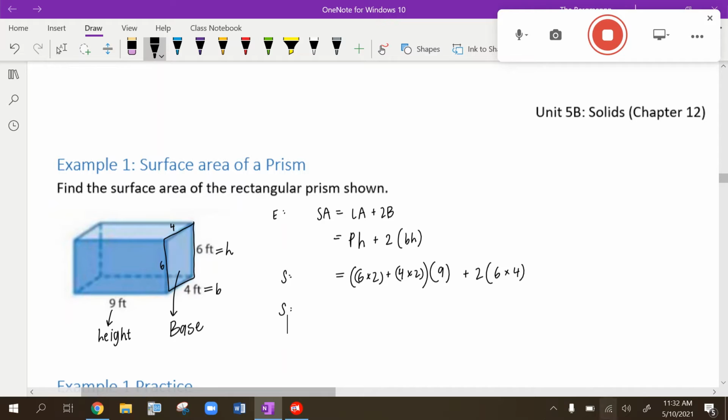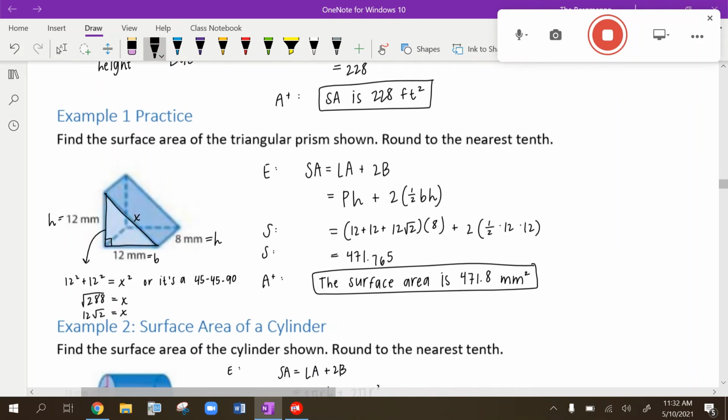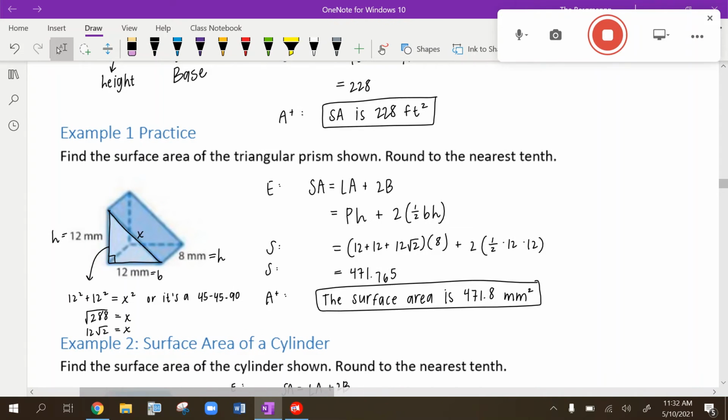Next we can simplify this. So we can simplify this down to 180 plus 48, which is 228. And to finalize our answer, we need to say surface area is 228 and use units feet squared. Alright, I want you to try the practice problem below. Here's the correct answer. This one had a base that was a right triangle.